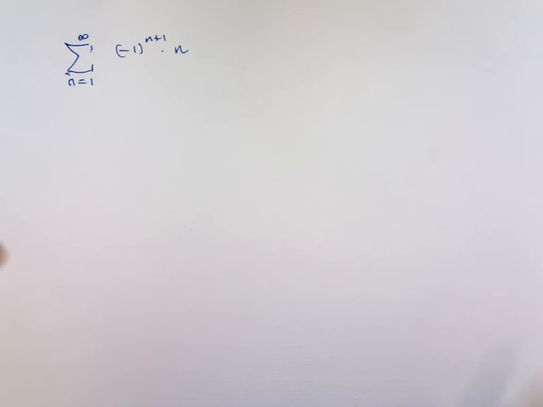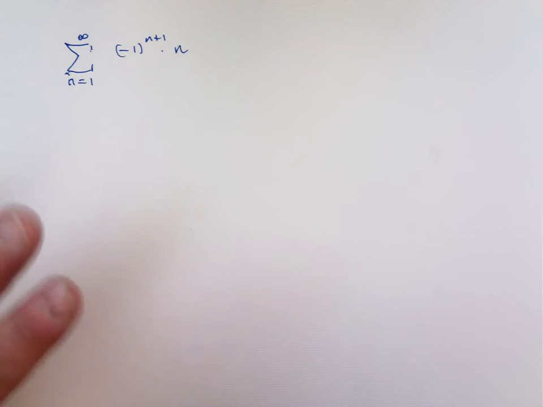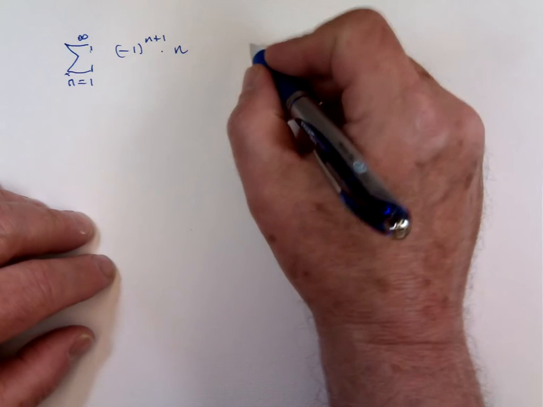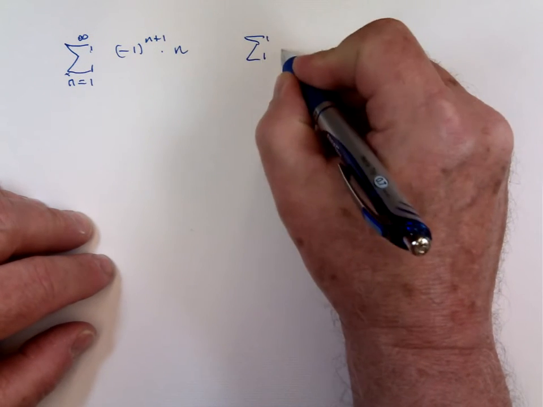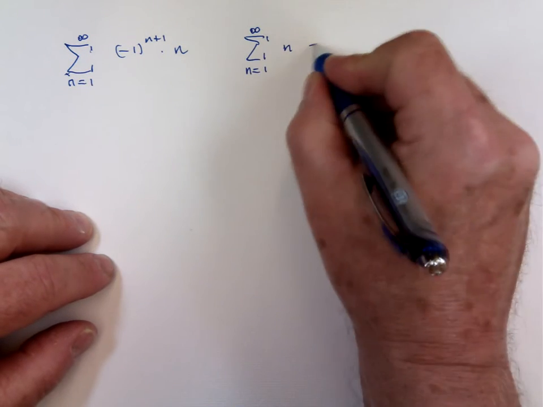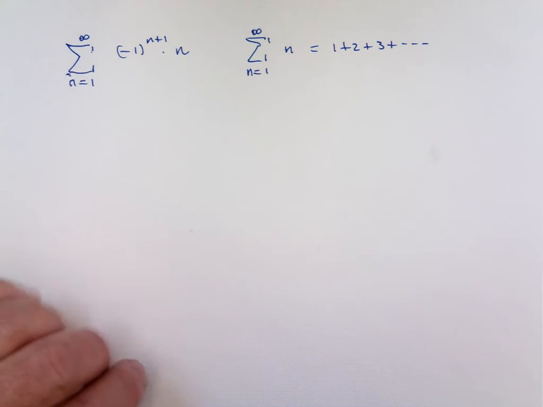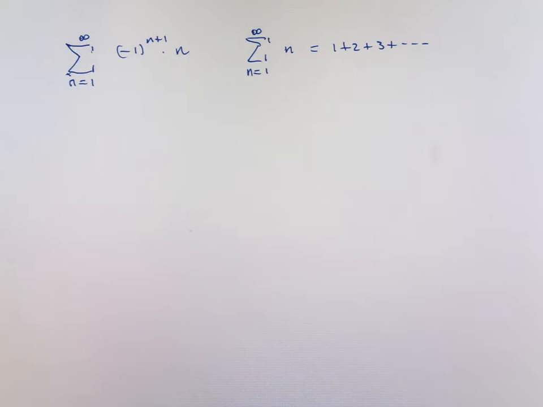What you do is look at the positive series first. Here's the positive series. That positive series diverges for sure. That goes right off to infinity, the sum. What we have just done is ruled out absolute convergence. What we have to check for is conditional convergence or divergence.